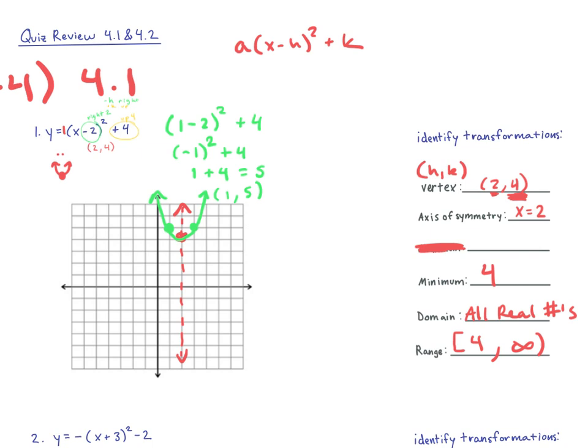Here for the identify transformations, right 2 and up 4. So you could either write it where it's happening or write it over here. So this would be right 2 and up 4.